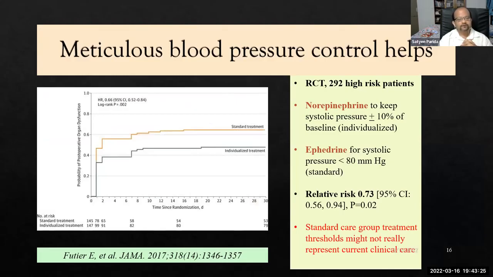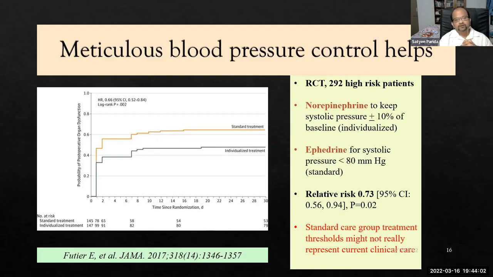Yet another randomized controlled trial. This was Emmanuel Futier's group, which checked out the benefits of having a protocolized blood pressure management, protocolized in the sense that they used vasopressor infusions to keep the systolic blood pressure within 10% of a reference value. They compared this type of management with what they defined as a standard treatment group, which was basically a reactive management of blood pressure. The clinicians were instructed to react to a drop in blood pressure below 80 millimeters of mercury systolic or a 40% decline from baseline.